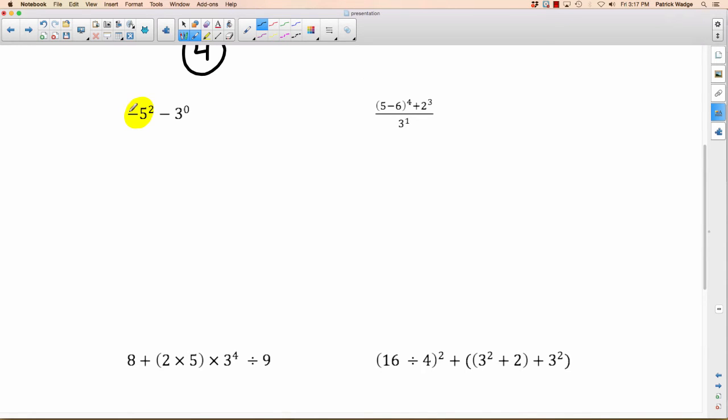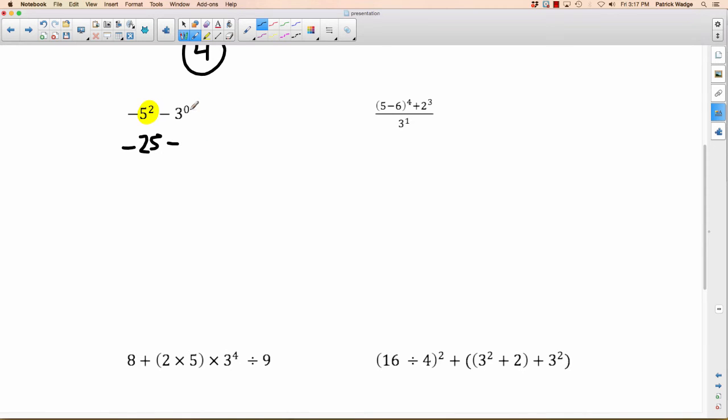A lot of people would go negative 5 times negative 5 equals positive 25. No, this squared here, you do have to deal with that squared first. It only refers to the 5. This negative is a slapped-on negative. Remember this from last time? So you have 5 squared, which is 25, and then you slap on that negative.